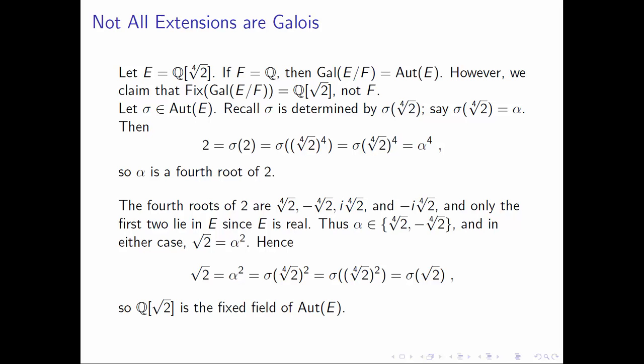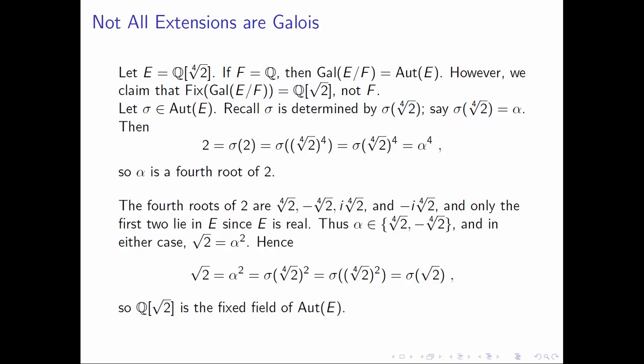No matter which one of those alpha is, we know that the square root of 2 is equal to alpha squared. So now let's go back and take a look at the square root of 2, which happens to be alpha squared. And alpha is sigma of the fourth root of 2, so alpha squared is sigma of the fourth root of 2, squared. Now play the opposite trick, bring the square inside the parentheses, and we see that sigma of the fourth root of 2 squared is equal to sigma of the square root of 2. And what this whole line is saying then is that the square root of 2 is fixed by sigma, and it doesn't matter what sigma is.